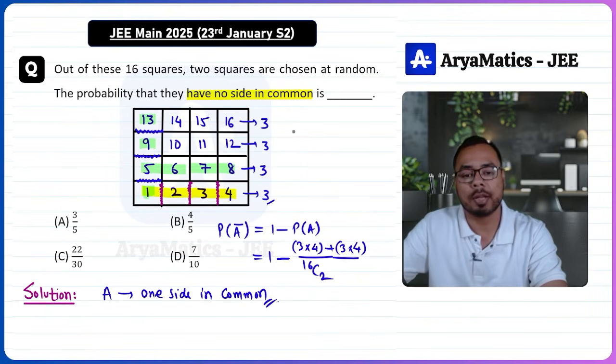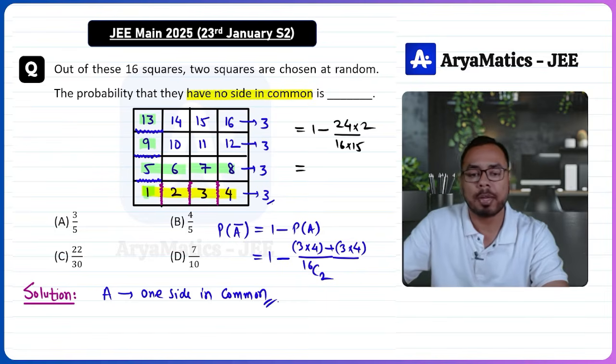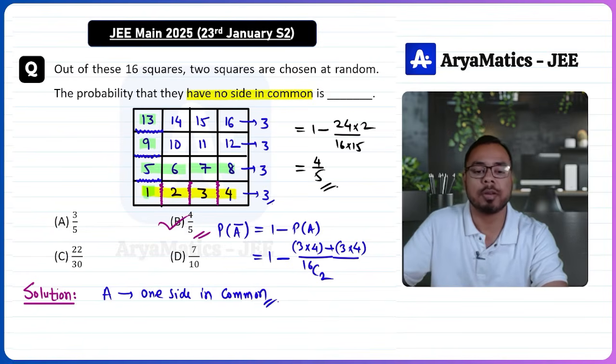Now if you calculate this, you will get 1 minus 3 into 4, 12, and 12 into 2 is 24, divided by 16C2. That means 16 into 15 into 2. So here I think we can get 1 minus 1 by 5. So that will be 4 by 5. Right, so that should be the correct answer for this problem, the second option.